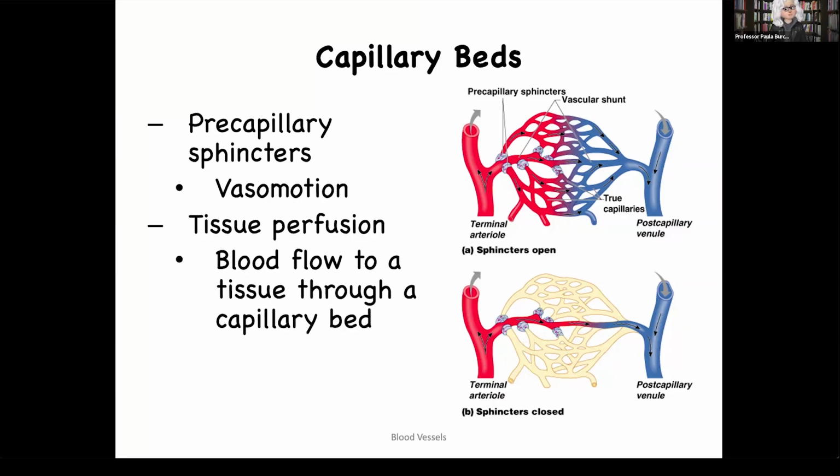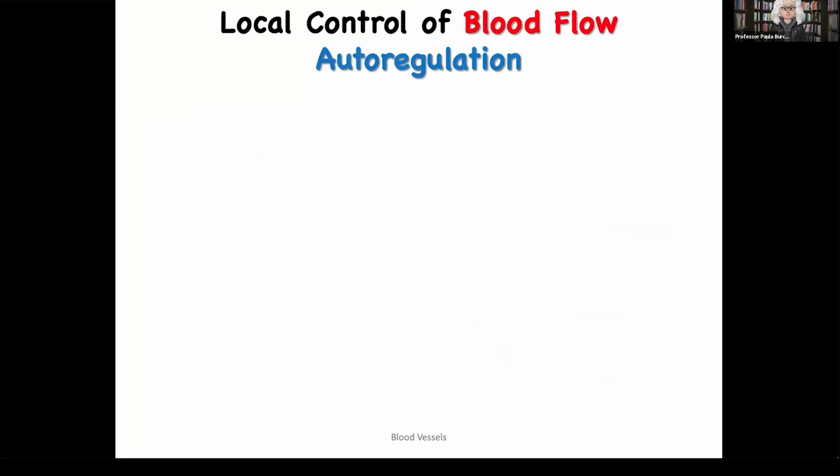What determines whether these precapillary sphincters contract, thus close, or relax, opening up? The local control of precapillary sphincters is called autoregulation. There are two types of autoregulation: metabolic controls and the myogenic mechanism. Let's begin with metabolic controls.